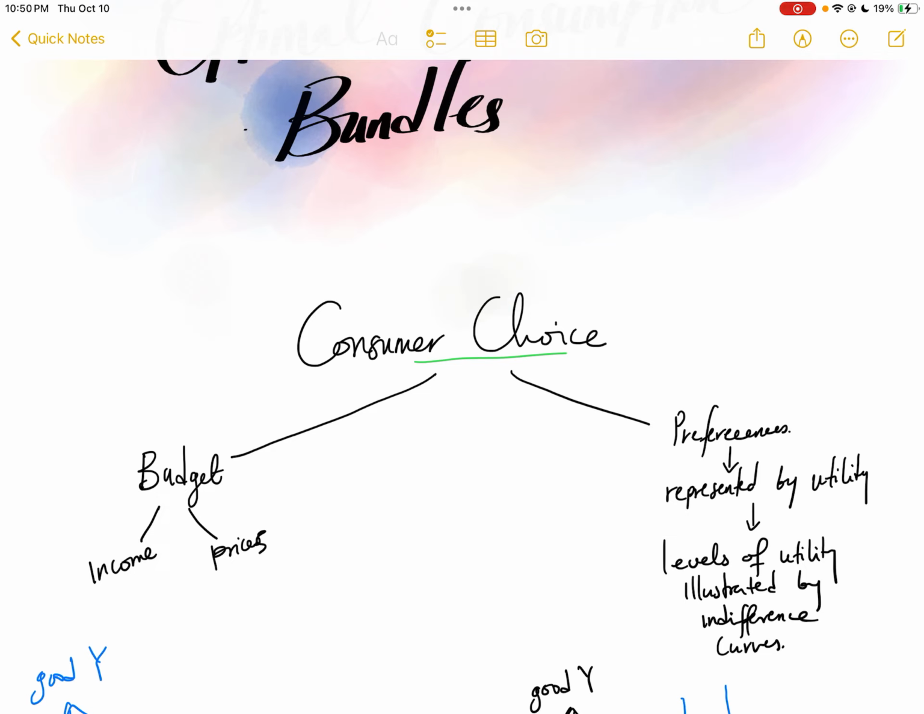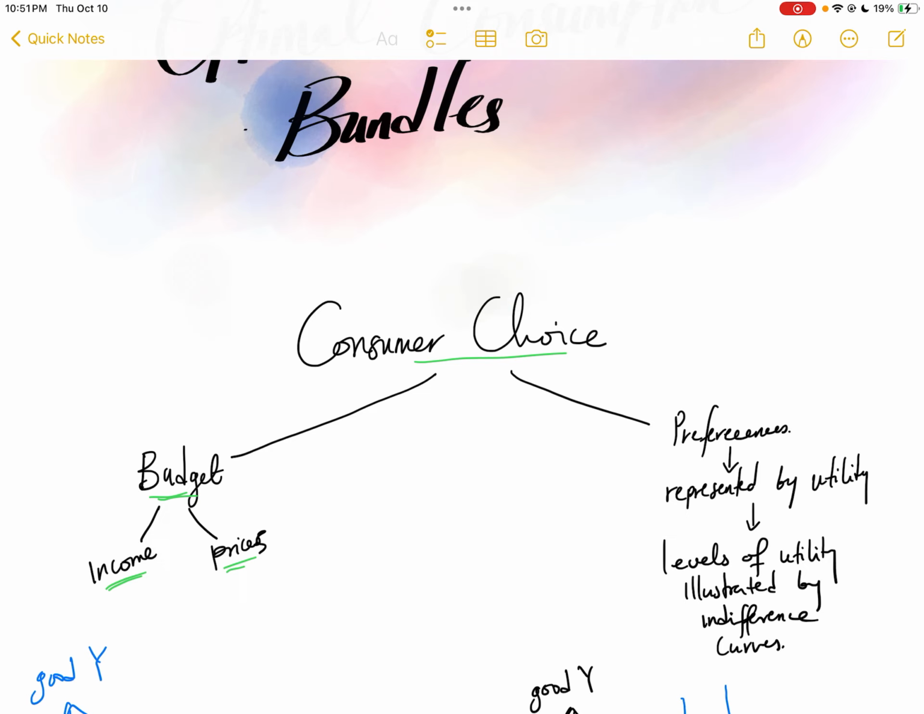It's in two prongs. First, you want to think of the budget, right? Can you afford what you're trying to consume? So that means we are restricted by our income and the prices of the goods in the store. So that's the first prong.